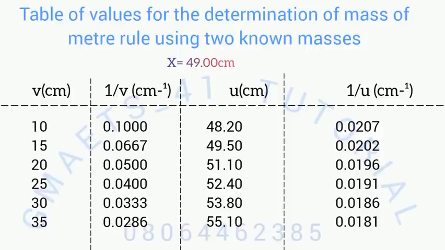For example, when V was 10 centimeter, U was 48.20 centimeter. And just take a look, when V was 20 centimeter, the value obtained for U was 51.10 centimeter. What about the last value of V, which was 35 centimeter? The corresponding value of U obtained, after balancing the meter rule on the knife edge, was 55.10. With the values of U obtained, we evaluated 1 over U, just the inverse of the values we got. And those are the values you're seeing displayed on the screen in the table of readings.